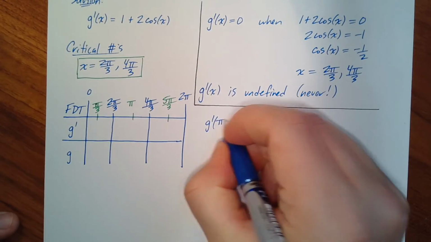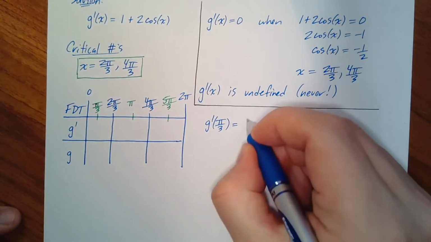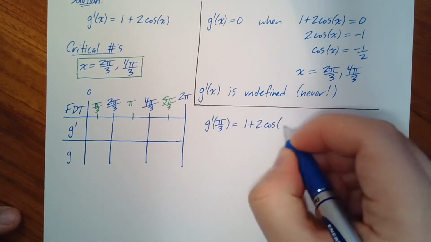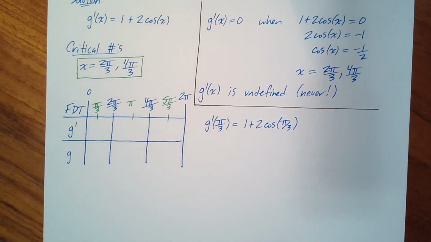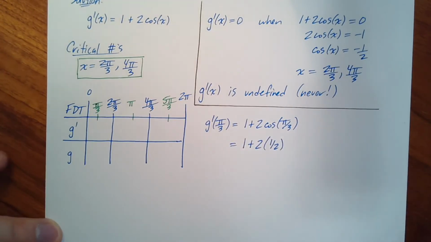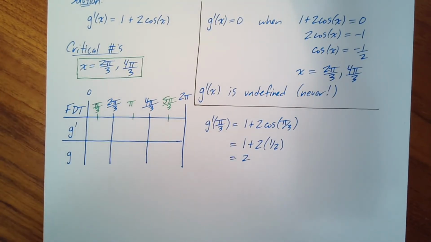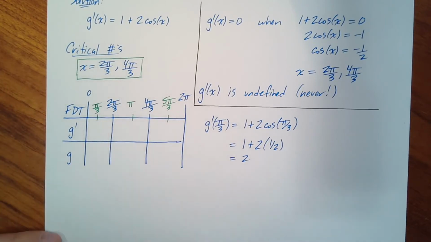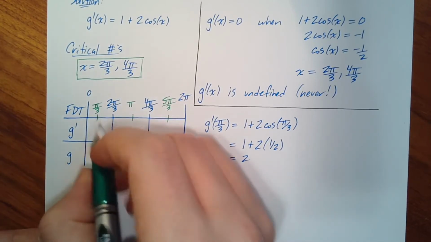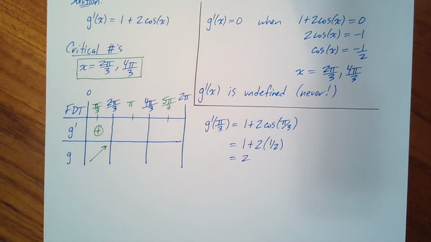So g prime of pi over 3, that's the first one. Well, g prime of x is 1 plus 2 cosine of x, so we're going to have 1 plus 2 cosine of pi over 3. Well, cosine of pi over 3 is a half. So this is going to be 1 plus 2 times 1/2. 2 times a half is 1, so this works out to be 2. Let's fill in the table, this is the fun part. That's positive, which means our function g is increasing on the interval of x values between 0 and 2 pi over 3.